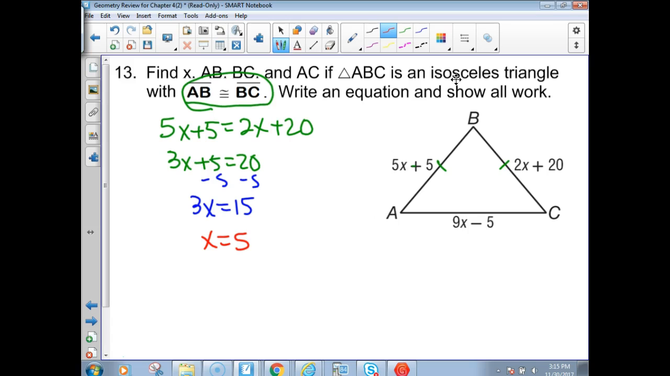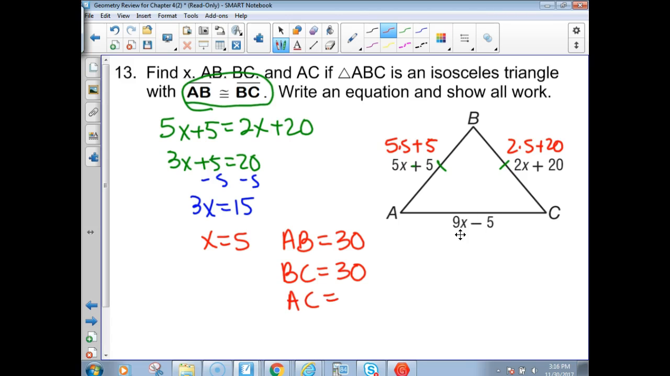It's asking us to write an equation for our work, and to find the length of the sides. We've got x, now we're going to find AB, which would be 5 times 5 plus 5. That's 25 plus 5, and it's 30. B to C should be 30: 2 times 5 plus 20 is 30. But A to C is going to be different. 9 times 5 minus 5 would be 40. Okay, we needed all 4 answers.